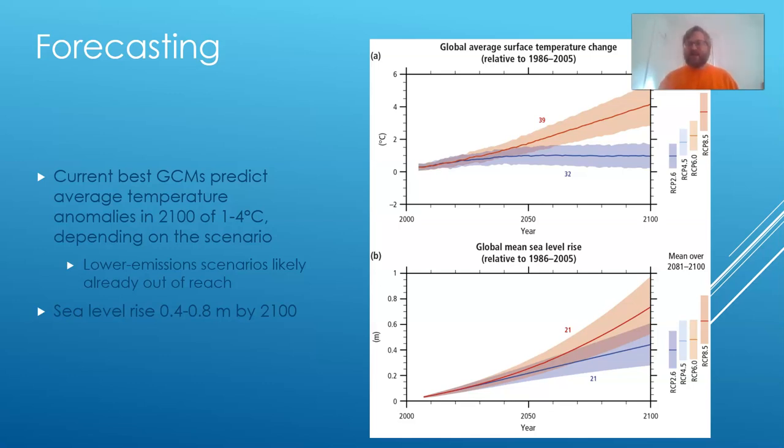Then I've also got, since we were talking about sea ice the other day, some projections of sea level rise. And so again, depending on the scenario, we get different levels of sea level rise. And so that could be anywhere from 0.4 to 0.8 meters by 2100. So we could get from a little less than half a meter to almost a full meter of sea level rise. And same deal with the temperatures. The lower ones are increasingly looking out of reach, increasingly unlikely we're actually going to follow that pathway in actual reality by 2100.